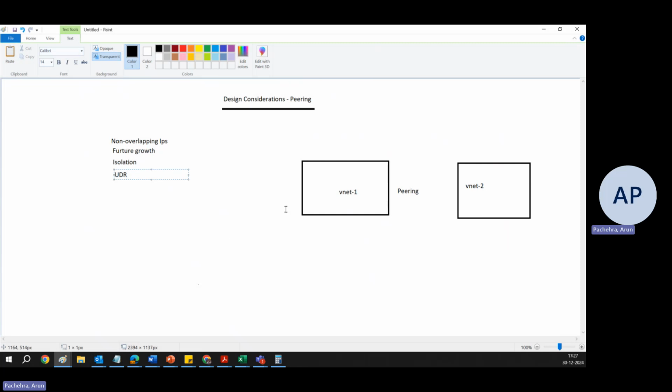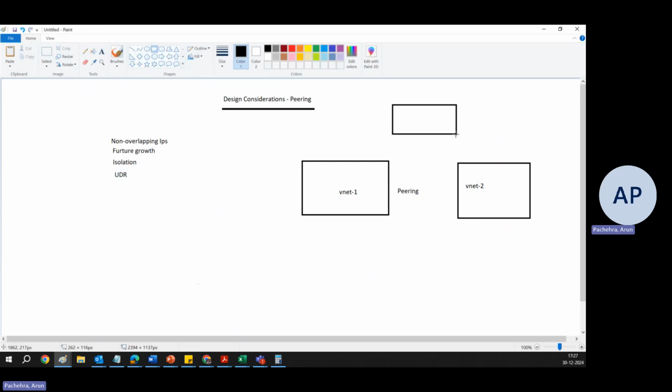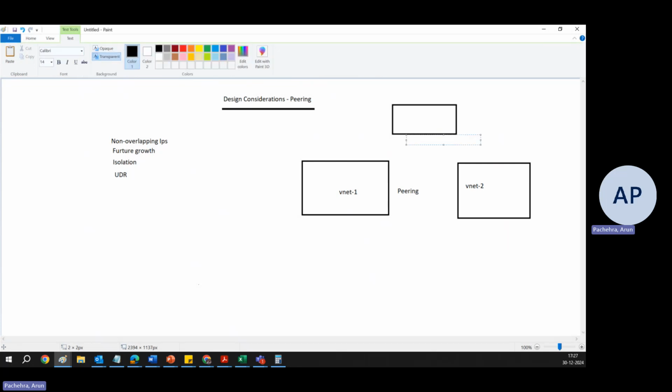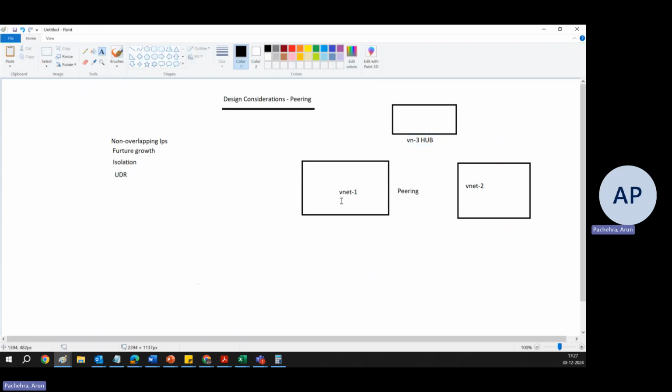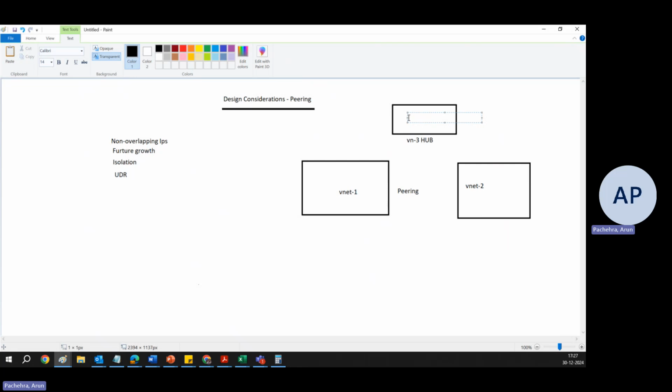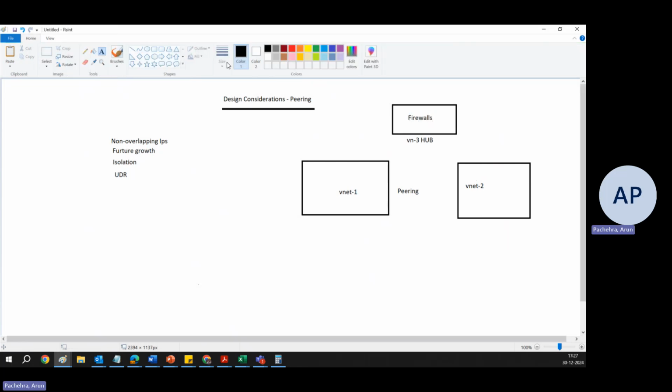For example, it is very interesting. Let's go to the hub and spoke scenario again. Let's suppose this is your VNet 3, which is your hub virtual network. This is your spoke VNet 1 and VNet 2. Now here we have a firewall. These two are connected to the hub through peering. Now we are understanding the UDR concept here. Let me create some VM here just to make it good. This is our firewall, and here we have some VM2.